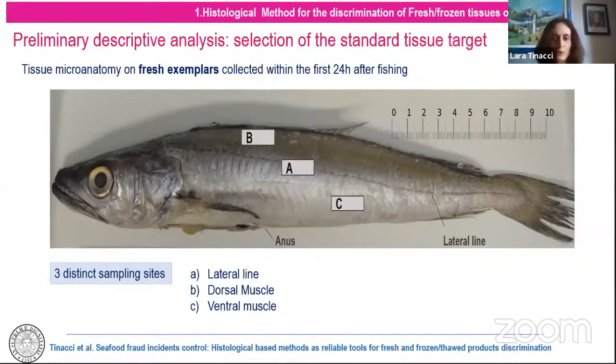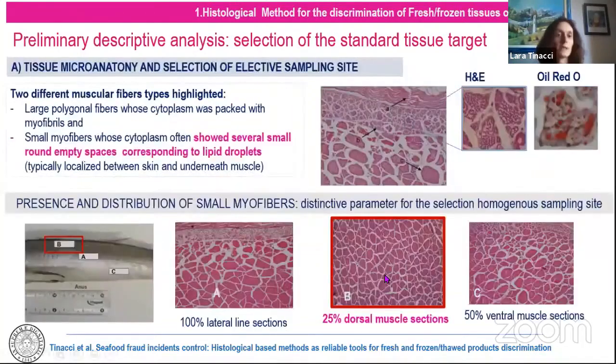From the analysis, the histological section highlighted the presence of 2 different muscular fiber types that were represented by large polygonal fibers whose cytoplasm was packed with myofibrils, and small myofibers whose cytoplasm was often showing several small round empty spaces corresponding to lipid droplets that could lead to a misinterpretation of the histological section during the comparative analysis.